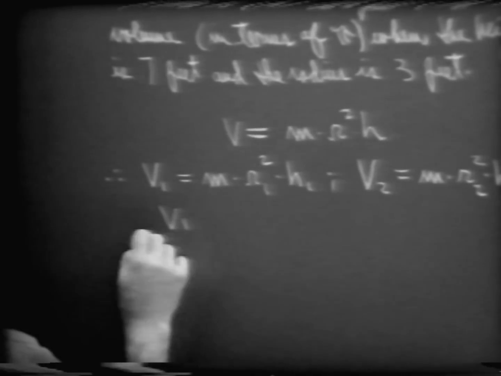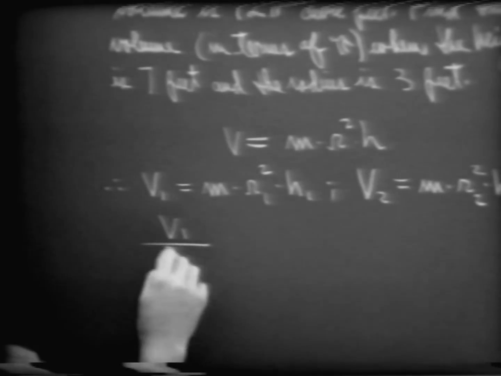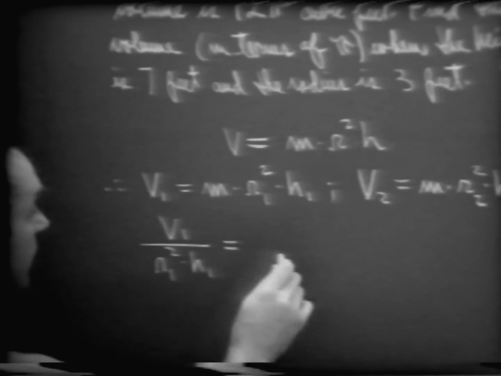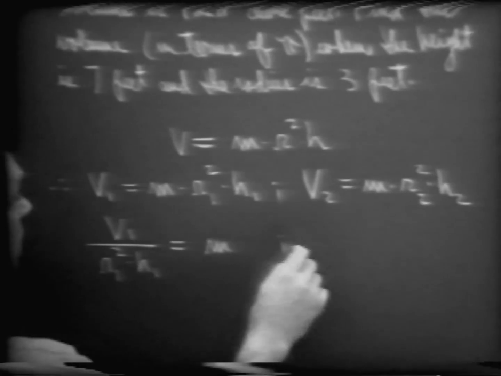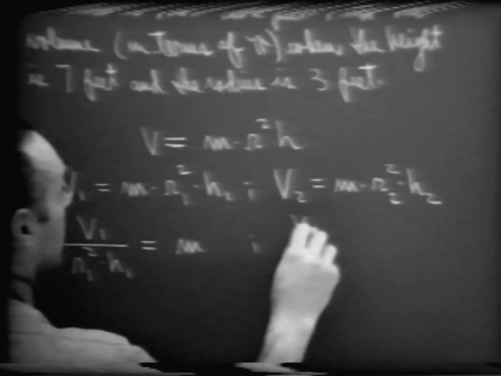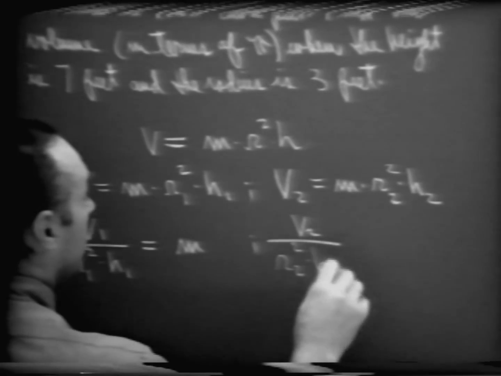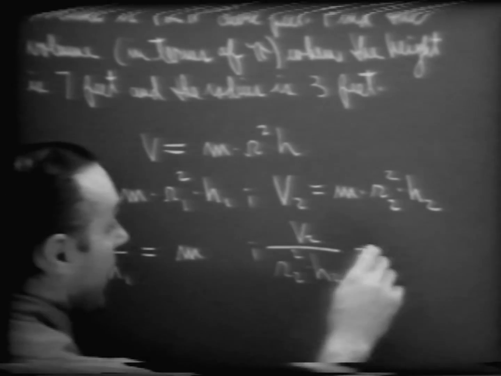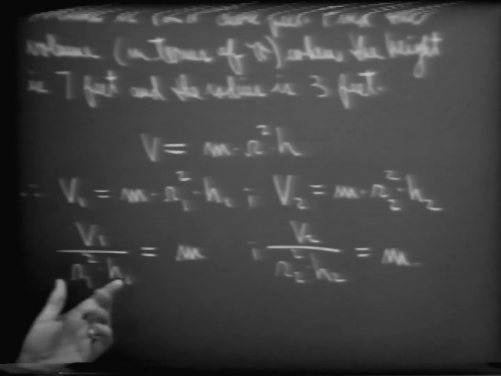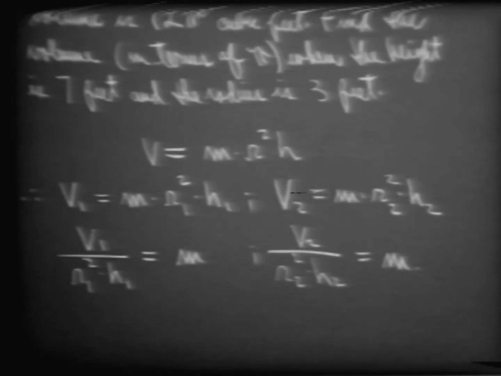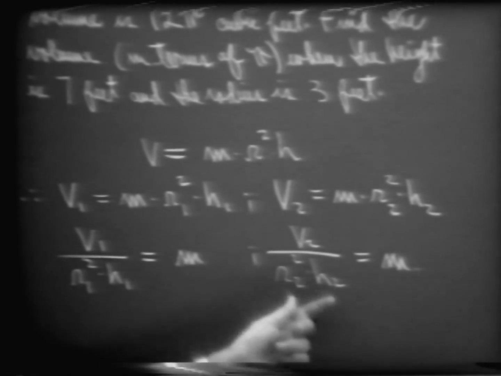In this case, we'll have V sub 1 divided by r sub 1 squared times h sub 1 is equal to m. And over here we have V sub 2 divided by r sub 2 squared times h sub 2 is equal to m. Alright? And here we have it. A is equal to m, and if B is equal to m, therefore what is your conclusion, Jane says? A is equal to B.